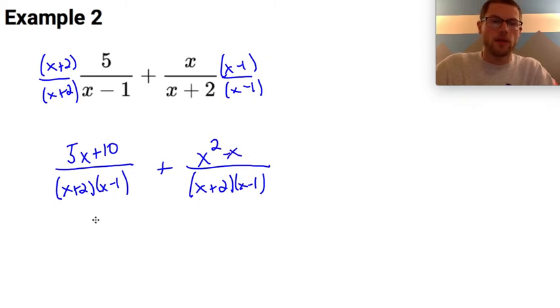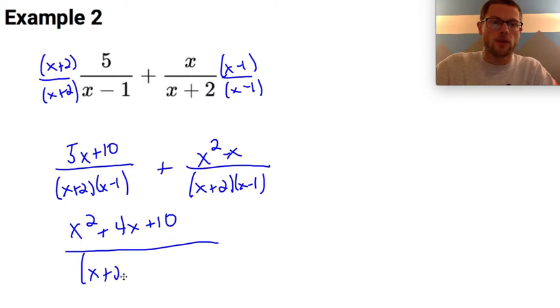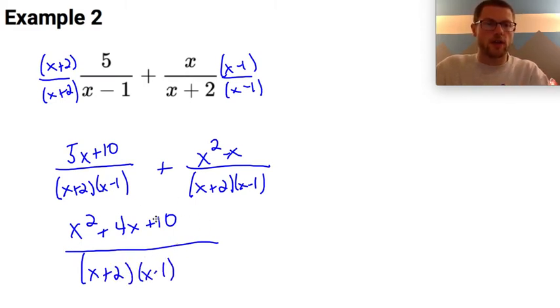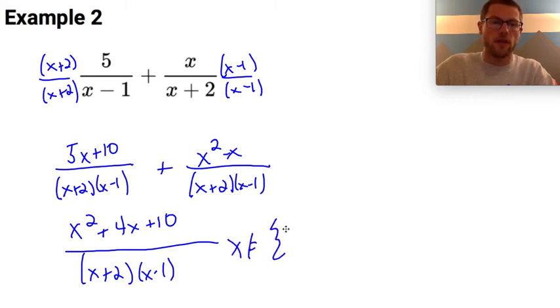I combine everything together, and I'll have x squared plus 4x plus 10, and that's all over x plus 2 times x minus 1. Let's see, can I factor this? I don't think so. I'm done. So let's state the restrictions. x cannot equal -2 and +1.